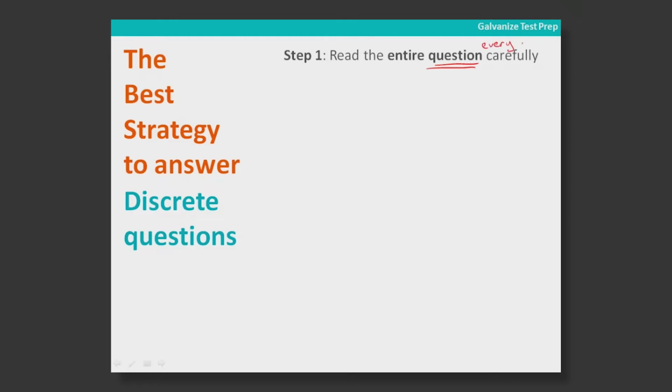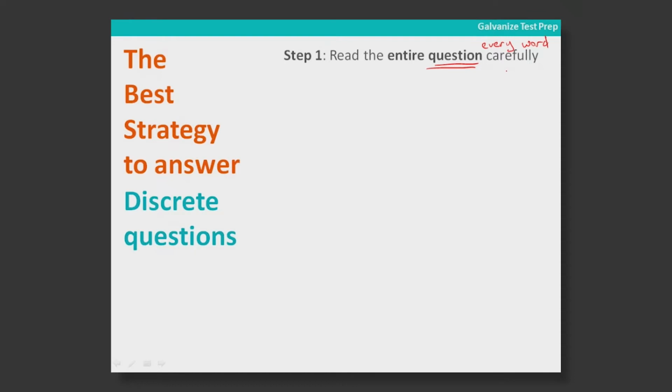Please do not skip even one word of this question. Anytime you see one, you shouldn't be skimming. You shouldn't rush to try to answer it just because you need to answer it quickly. Take every word seriously, because after all, that is the only clue you have to figuring out the answer.